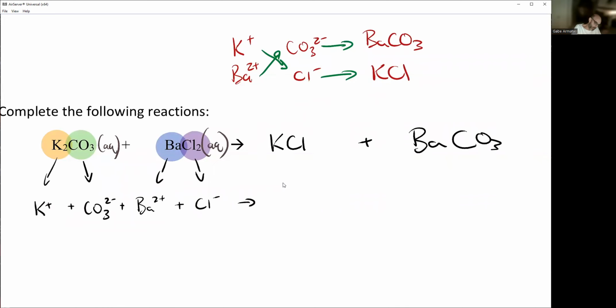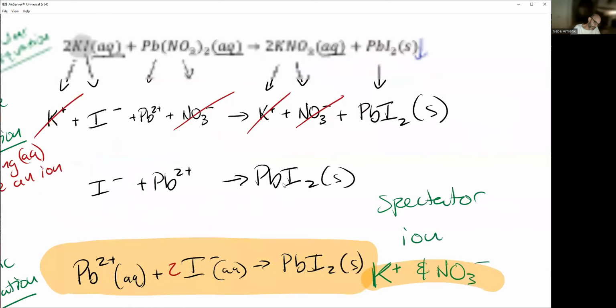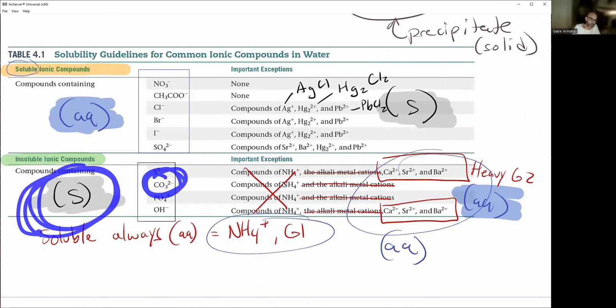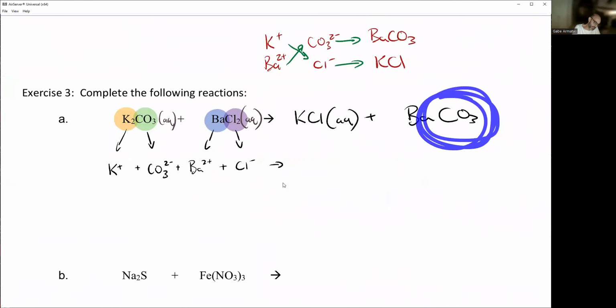What do I know about things with group 1? Anything with group 1 is going to be aqueous. What do I know about the anion carbonate? Let's take a look. Carbonates, here they are, are expected to be solid. There are no exceptions. So any carbonate is going to be a solid. That means our barium carbonate is going to be a solid.